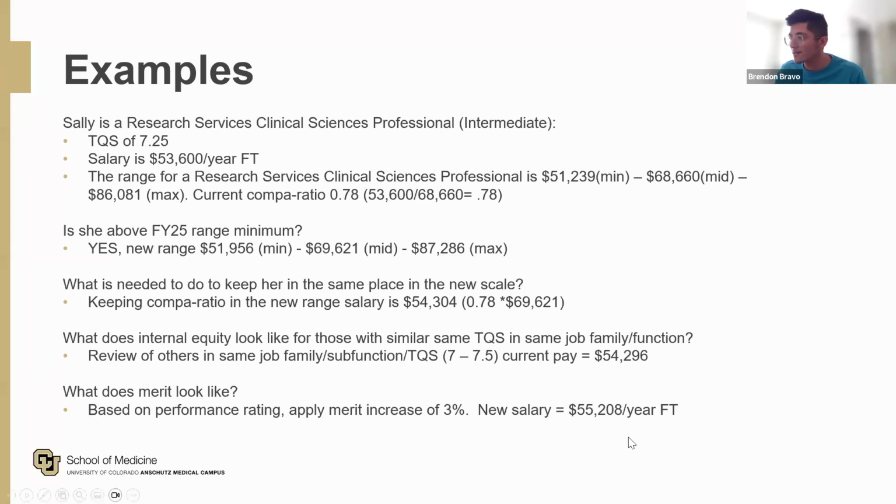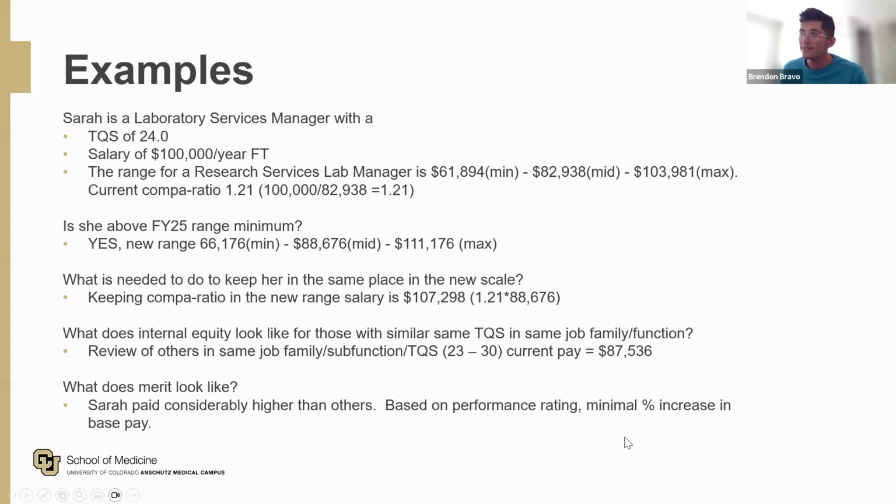So let's go into our next example. Now we have Sarah, and she's a lab services manager. Her TQS is 24 and her salary is 100,000. The range for the research services lab manager starts at 61,894 and goes up to 103,981. If we look at her midpoint, to get her compa ratio, we'll divide the 100,000 by the 82,938. So her current compa ratio is 1.21.